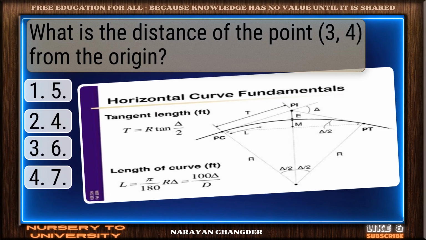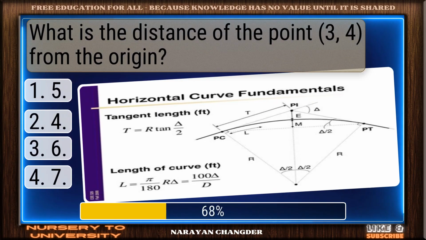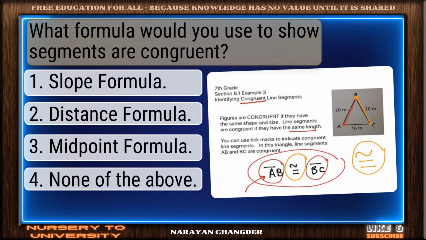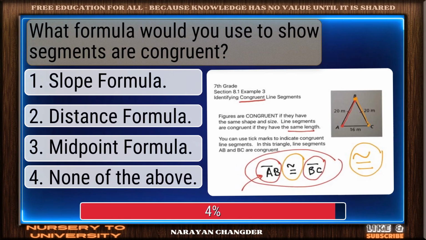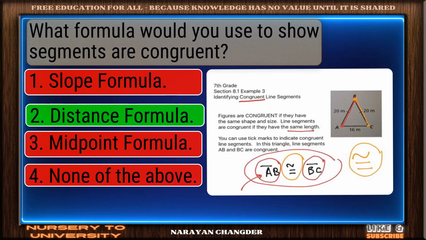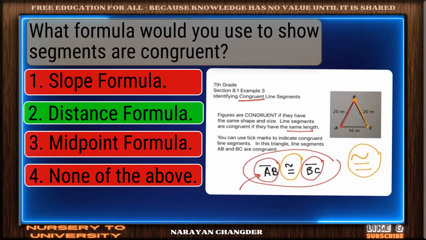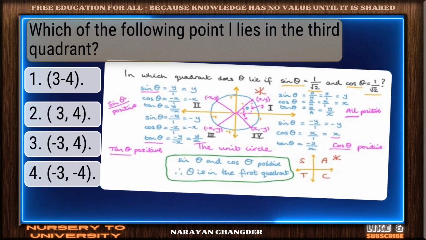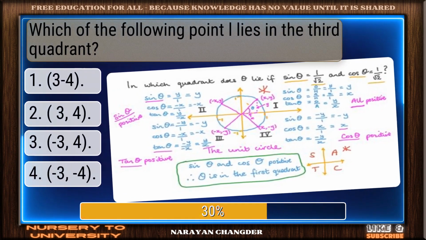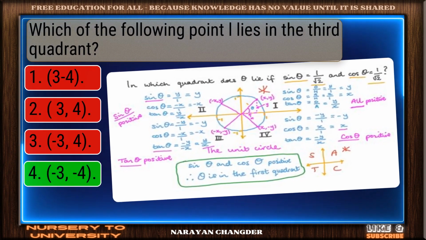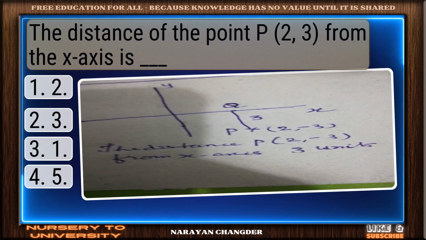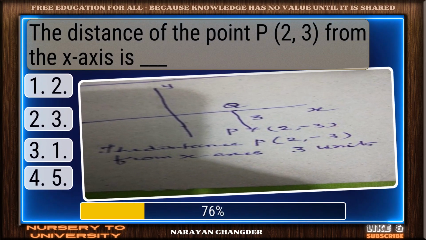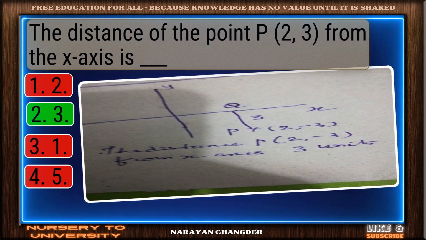What is the distance of the point from the origin? 5 is the answer. What formula would you use to show segments are congruent? Well done. Distance formula is right. Which of the following point lies in the third quadrant? Smart pick is correct. The distance of the point P from the x-axis is dash. Well reasoned. 3 is correct.